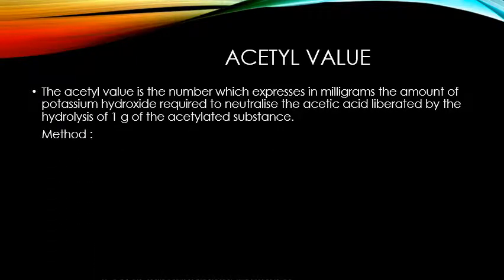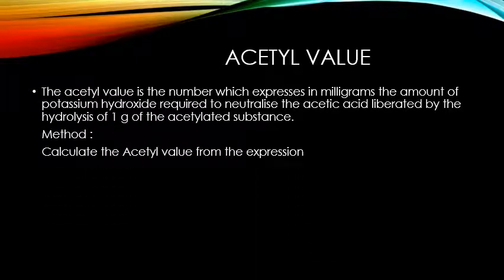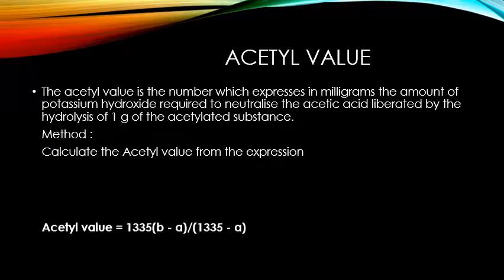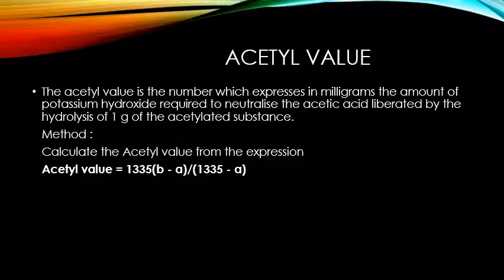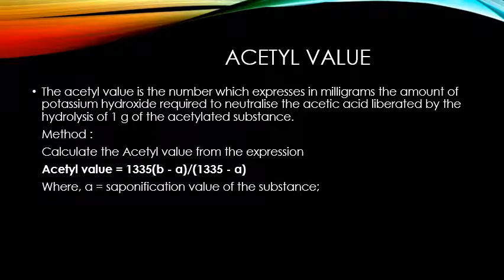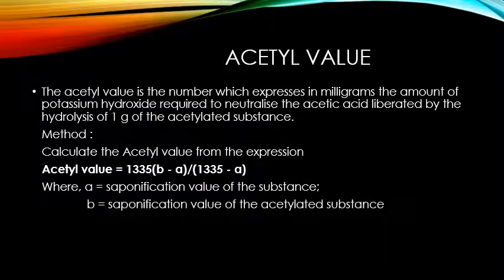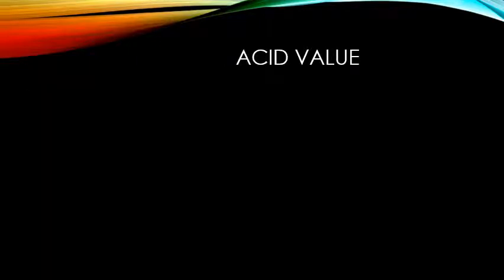There is a method, and this method is used to calculate the acetyl value from the expression: acetyl value is equal to 1335 (b minus a) divided by (1335 minus a), where a is the saponification value of the substance and b is the saponification value of the acetylated substance.